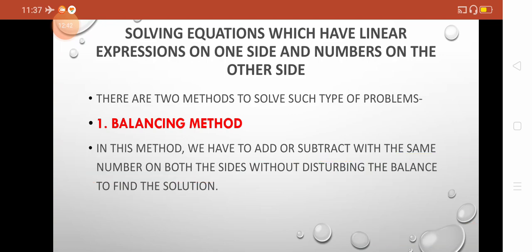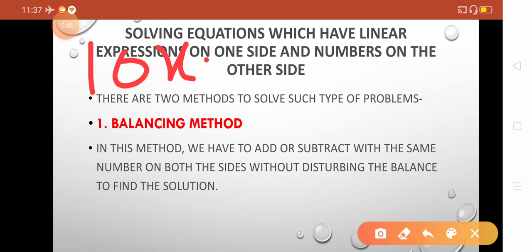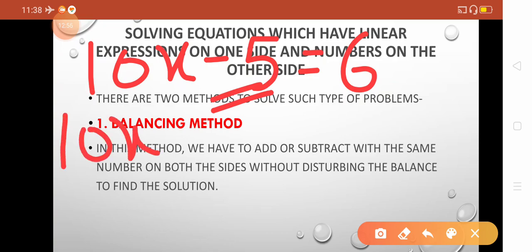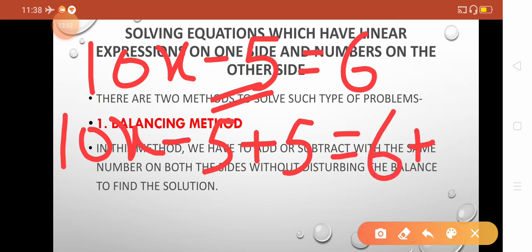Taking the same example, 10x minus 5 is equal to 6. I want to get rid of this minus 5. So what will I do? I will add 5 to make it 0. And I have to add 5 on this side also, because I have to balance both the sides. If I add 5 here, I have to add 5 here.